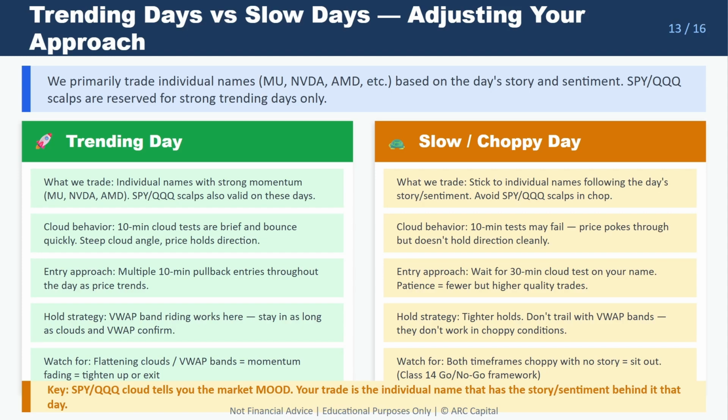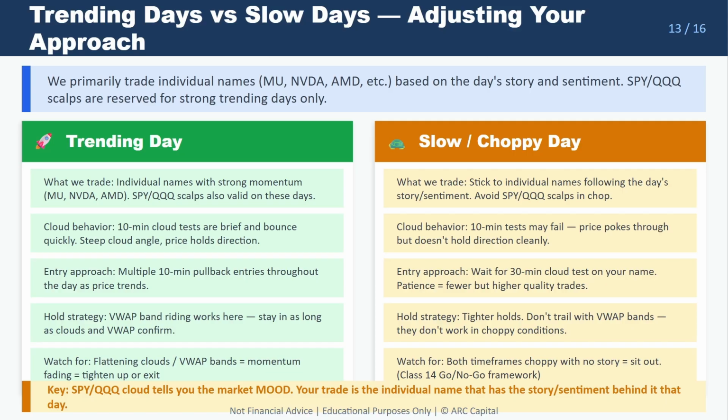Now, if we look at what I said before, there is an example of that. The entry approach is multiple 10-minute pullback entries throughout the day as price trends. You could have entered on any single one of those 10-minute pullbacks. The hold strategy, the VWAP band riding. Yo, Angel, you got that, bro.